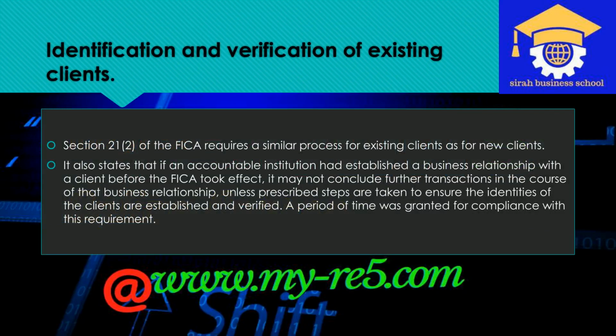Identification and verification of existing clients. Section 21(2) of the FICA requires a similar process for existing clients as for new clients. It also states that if an accountable institution had established a business relationship with a client before the FICA took effect, it may not conclude further transactions in the course of that business relationship, unless prescribed steps are taken to ensure the identities of the clients are established and verified. A period of time was granted for compliance with this requirement.